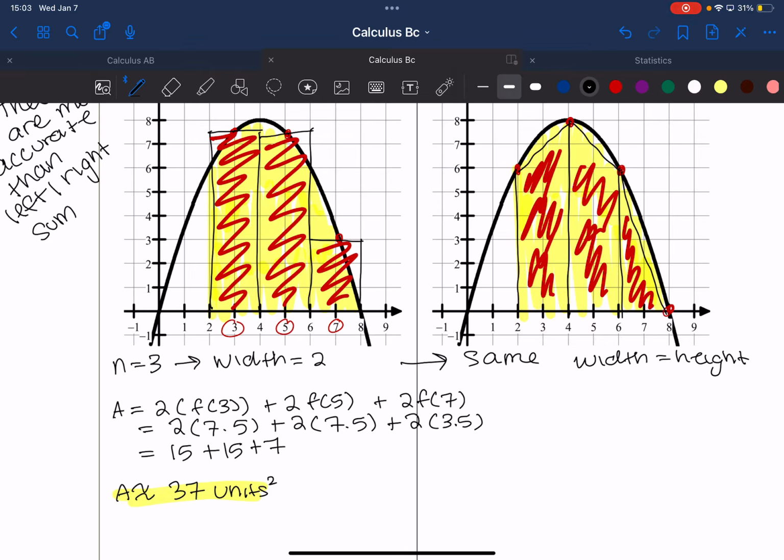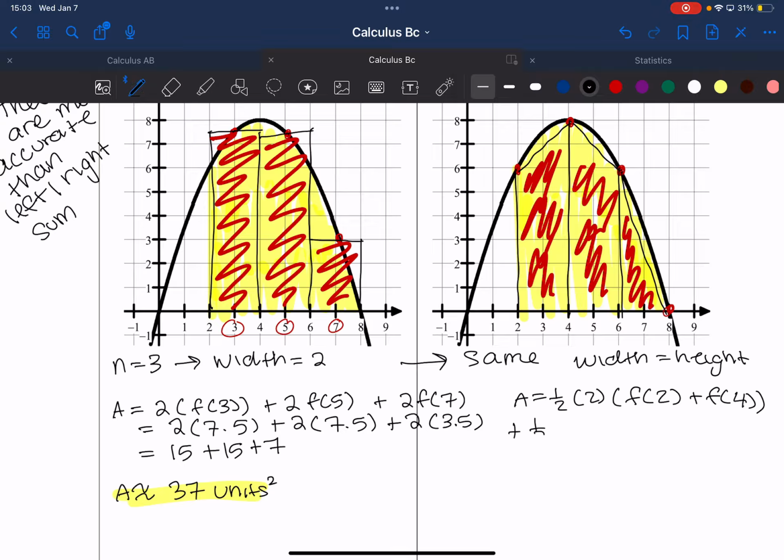Okay, so in order to find this area, we're going to use the formula for area of a trapezoid. So I have area is equal to 1/2. Our height is 2. And when we're talking about our bases, we're going to see what 2 points connected. So we started with 2, and then we connected it to 4. So this is going to be f of 2 plus f of 4.